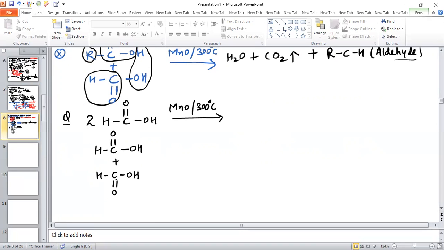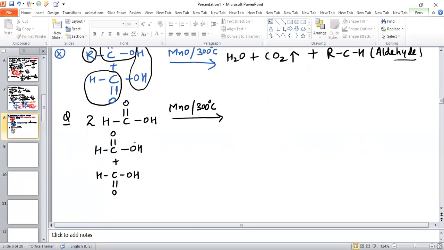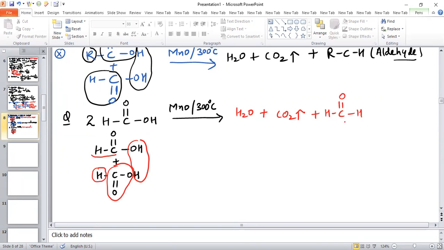Now see what happens in this case. First of all, H and OH will be removed, so water is removed. When water is removed, CO2 gas is also removed, released on heating. Now this HC double bond O will combine with H, and it will form HC double bond O and H. So the product obtained is basically methanal, obtained like this.